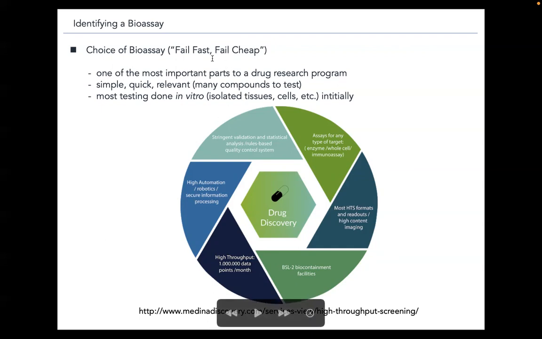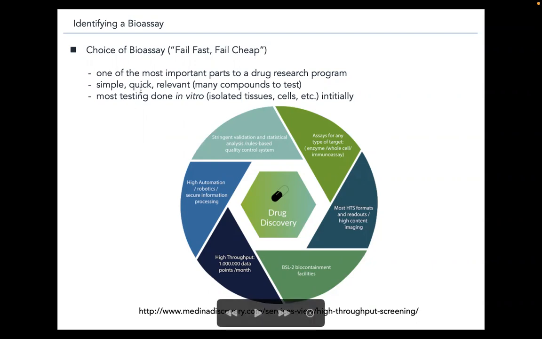But this is actually a coined phrase that's used pretty heavily in medicinal chemistry, and that's fail fast and fail cheap, right? So you want to come up with something that's quick and dirty that can tell you whether or not a drug is effective. It is one of the most important parts of a drug research program, being able to do this in high throughput. And then you want to come up with very simple, quick, and relevant bioassays to do this with.